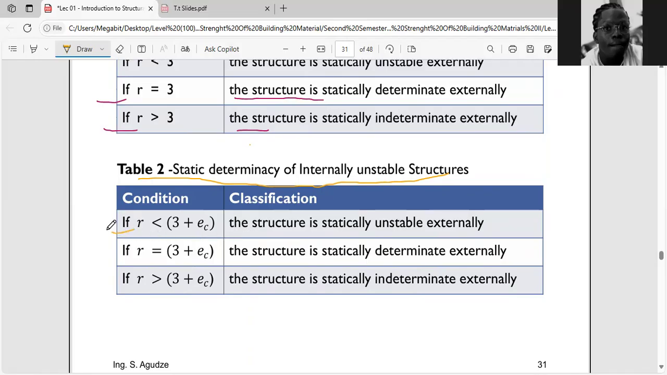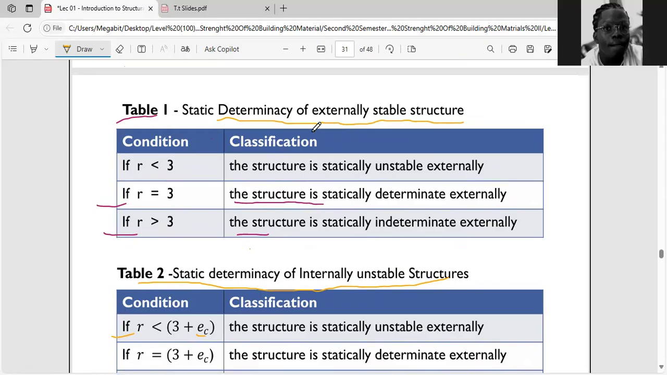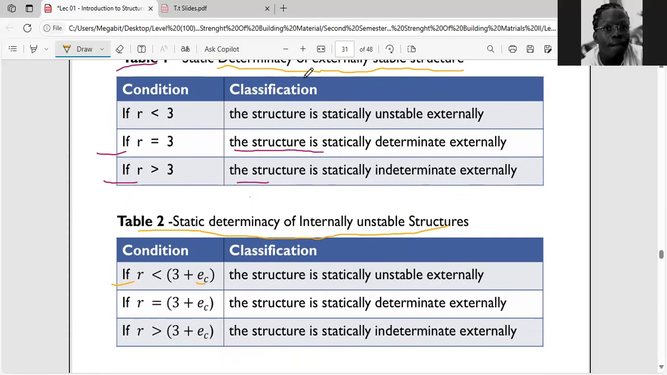We are saying if R is less than 3 plus EC, the structure is statically unstable externally. And your EC, this EC you are seeing over here, is your equilibrium condition. There is no difference between table 1 and table 2. You can maintain the second column for table 1 and table 2. It's only in the first column that you have to apply small techniques and you are good to go. What are those techniques over here? You realize that it was only plus EC that was added.